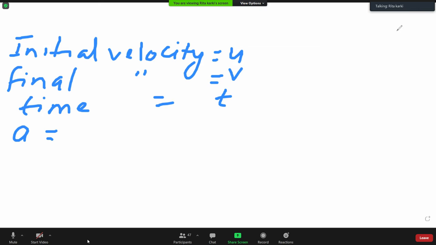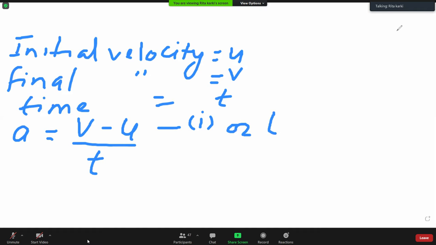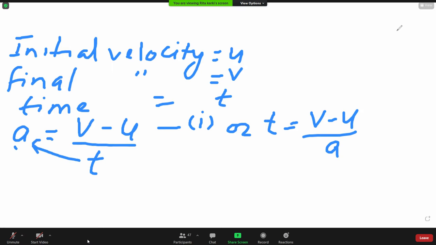Mathematical interpretation of acceleration. Acceleration equals V minus U by T, where V is the final velocity, U the initial velocity, and T the time taken. A formula we are all very familiar with. So this is equation 1. Or we can also write T is equal to V minus U upon A if we need to find out T, or the time taken to produce certain acceleration with certain initial and final velocity. This is the first equation. Clear? Yesterday also we have already done it.